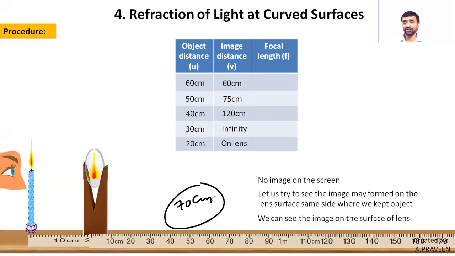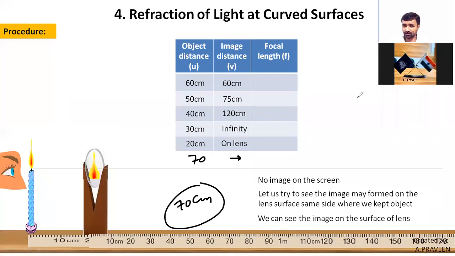Where do you get the image? That you need to note down. The distance you need to measure. Okay, how to conduct this activity? Like this, you are conducting the activity. Is that clear, everyone? Any confusion? Did you see the characteristics of the image?